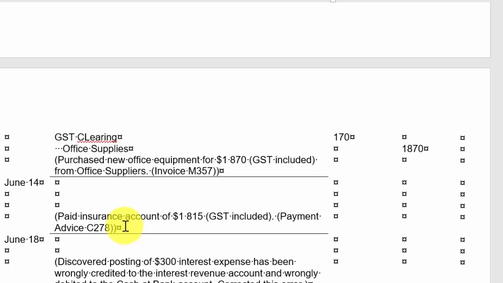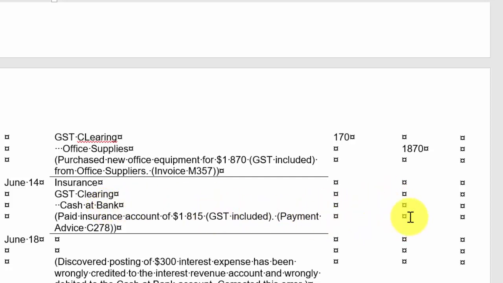So on June the 14th, we paid some insurance. GST was included in that as well. So we've got insurance. We've got GST clearing. Stick that in there. And we paid it by cash. There we are, cash at bank.